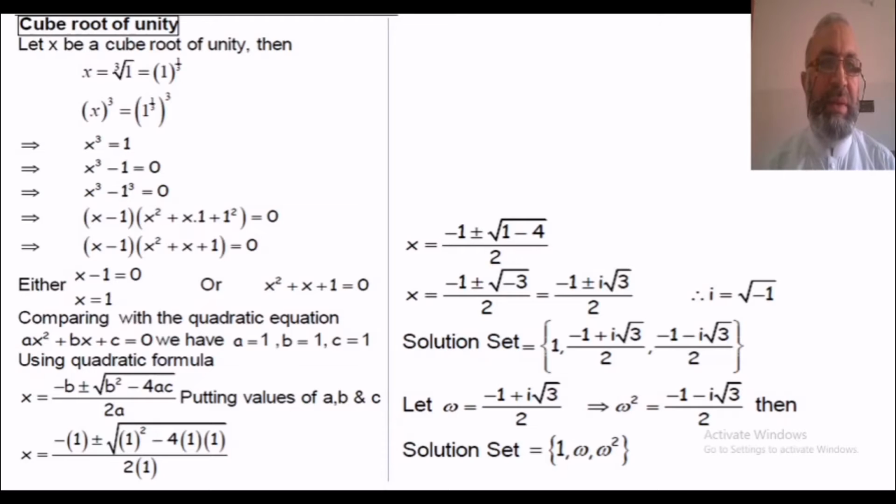Our topic today is cube roots of unity. So, what do you mean by cube root of unity? Let me first explain the cube root.